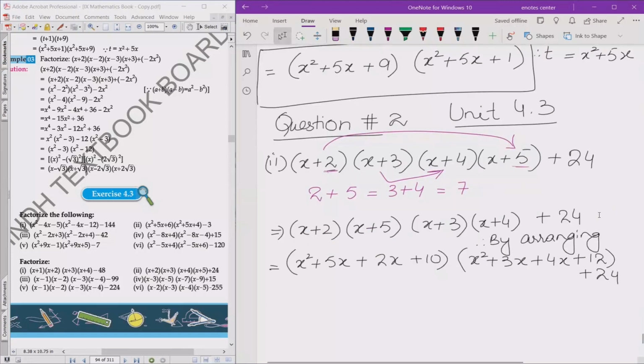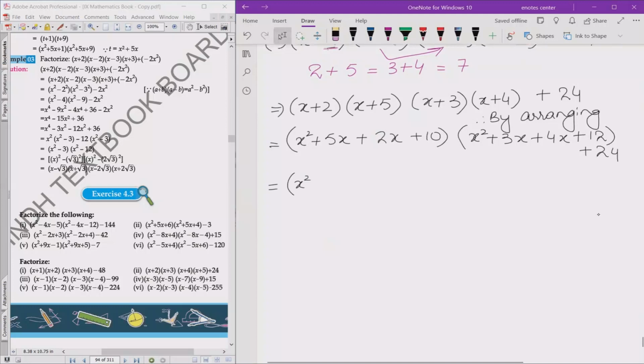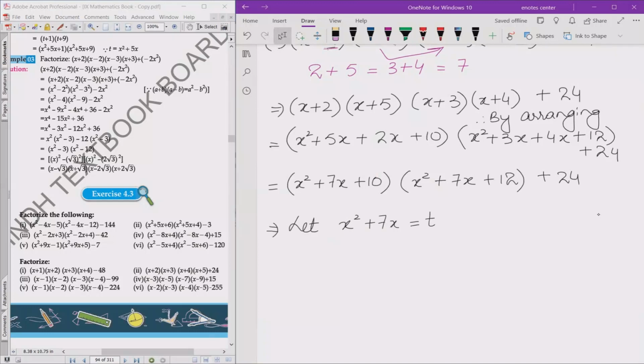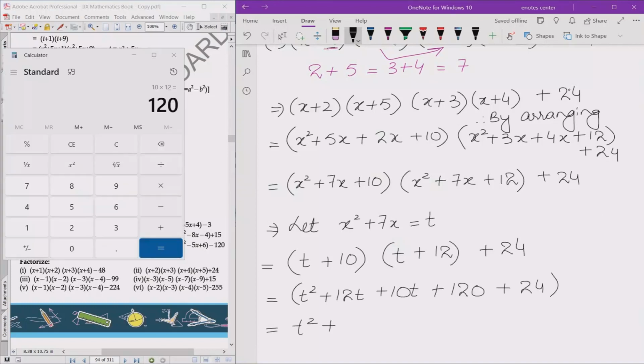Now we will simplify further. So x squared plus 7x plus 10, and here we have x squared plus 7x plus 12, and plus 24, right? Now we will assume that x squared plus 7x equals t. So we will put t plus 10 in this one, and t plus 12 in this one, plus 24. And now we will multiply: t squared plus 12t plus 10t. Now we will simplify, like 22t, and this one is okay.